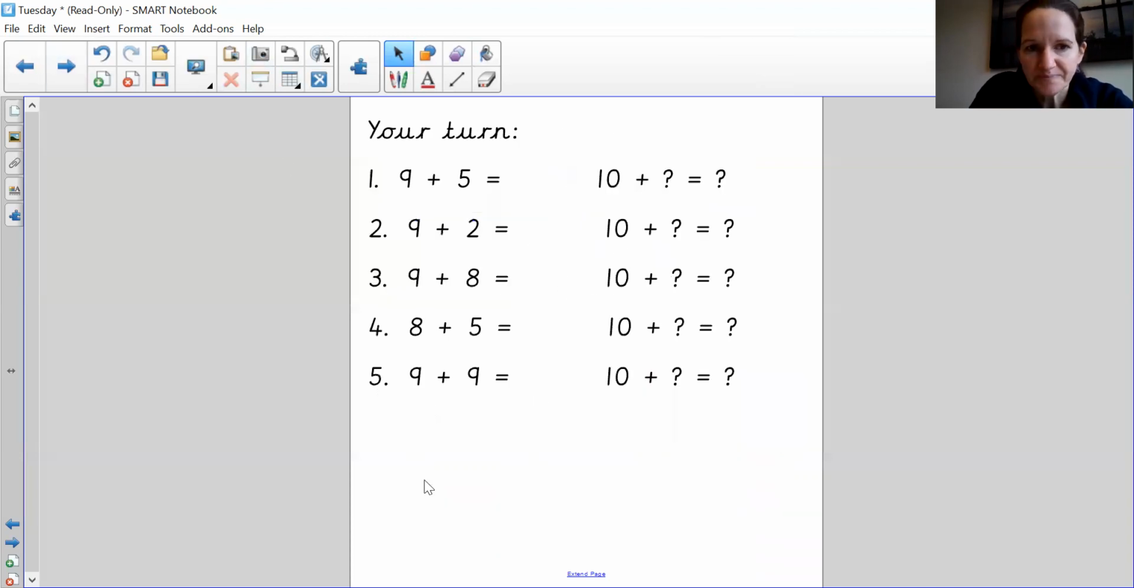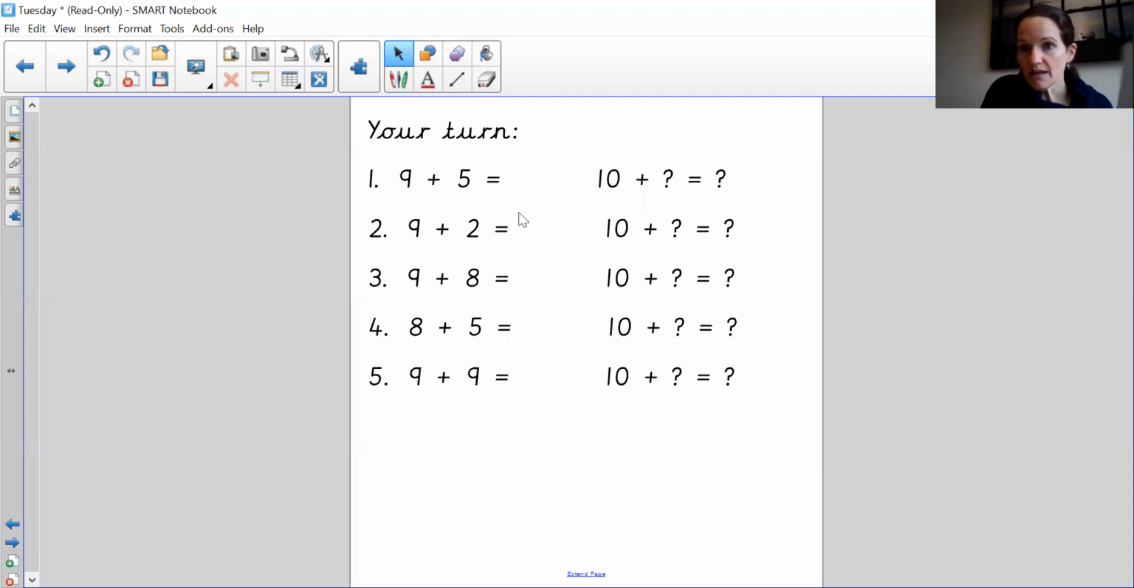So let's have a look at what I would like you to do. I'm going to give you a question. Number 1 is 9 plus 5 equals. What I want you to do is write out the number sentence that has a base of 10, which makes it easier. If you need to draw a picture, you can use your whiteboard.